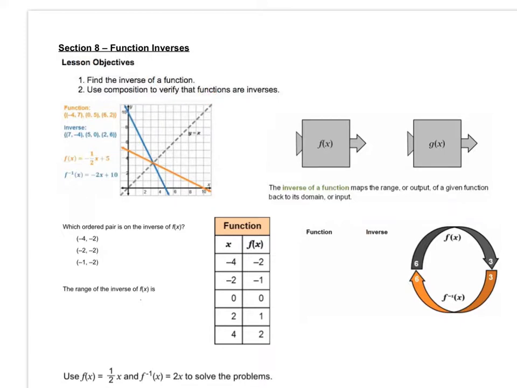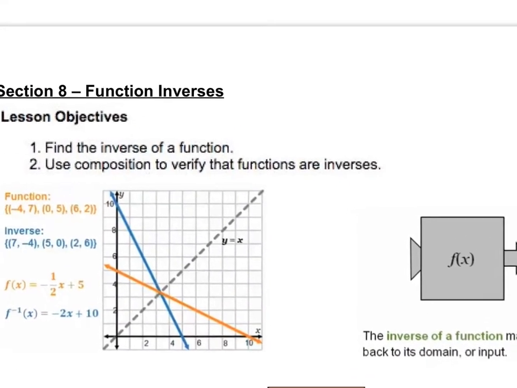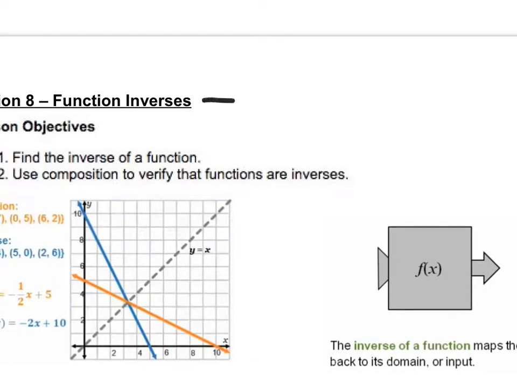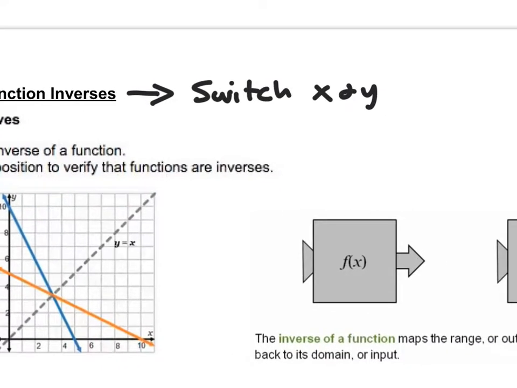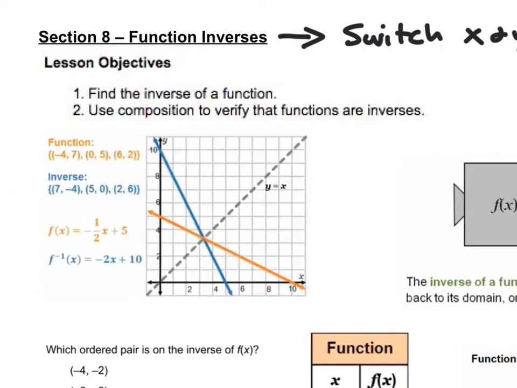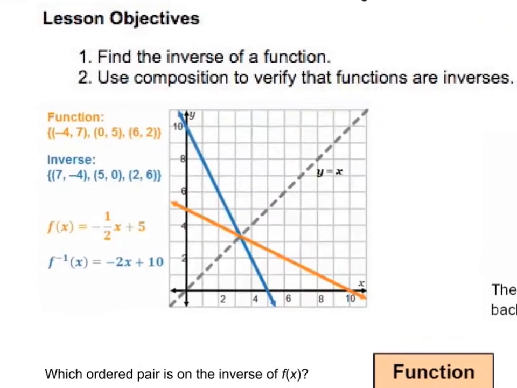So what I want to do is just talk about what a function inverse is. In the simplest terms, it's when you switch x and y values, and we'll talk about what that all means here. We have a function in orange, and you've got the points -4, 7, 0, 5, and then 6, 2. So you've got some of these points on the graph, 0, 5 and 6, 2.